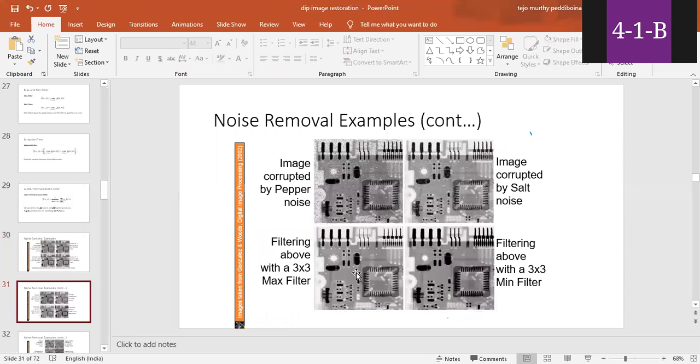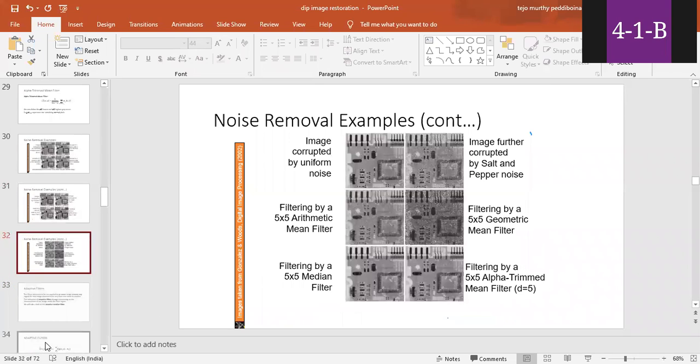Maximum filter. If you use the maximum filter, it also performs well. Image corrupted by pepper noise, it removes it well. Image corrupted by salt noise only, then the minimum filter performs well. That means if only pepper noise is there, the maximum filter eliminates that. If only salt noise is present, then the minimum filter does. Very important thing.